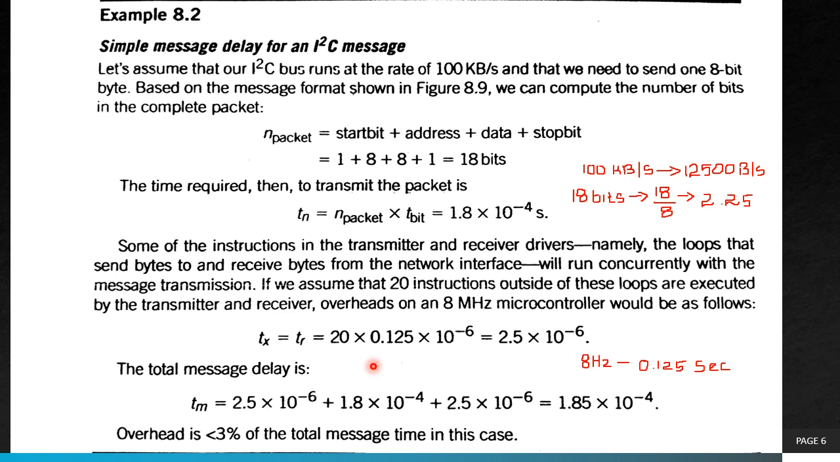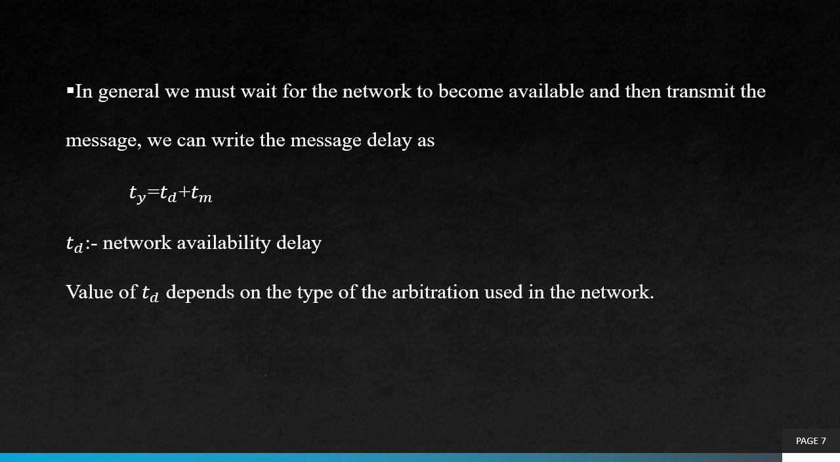Now that we have obtained Tn, Tx and Tr, we can calculate the total message delay Tm, which is 1.85 x 10^-4 seconds. Till now, we have not considered the case of network availability delay. In general, we must wait for the network to become available and then transmit the message. Therefore, the total delay will be Ty = Td + Tm, that is, we are adding Td along with Tm, where Td is the network availability delay.